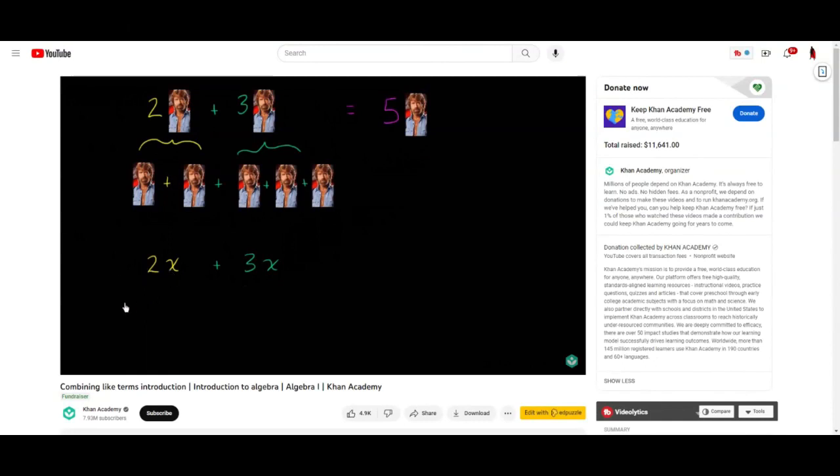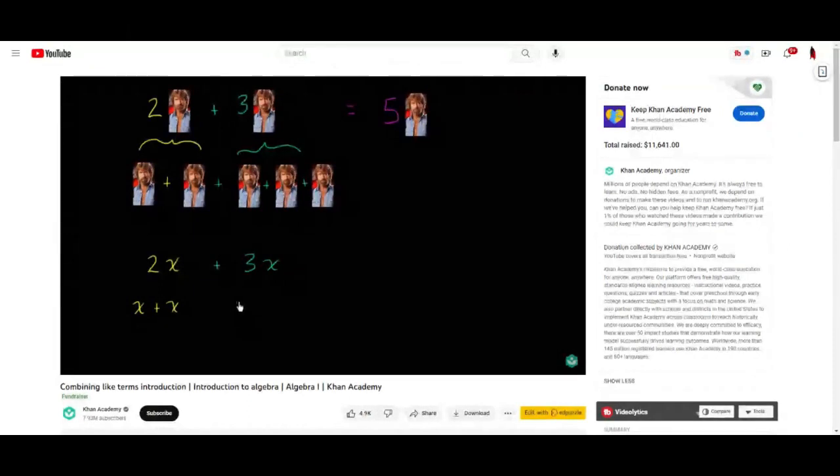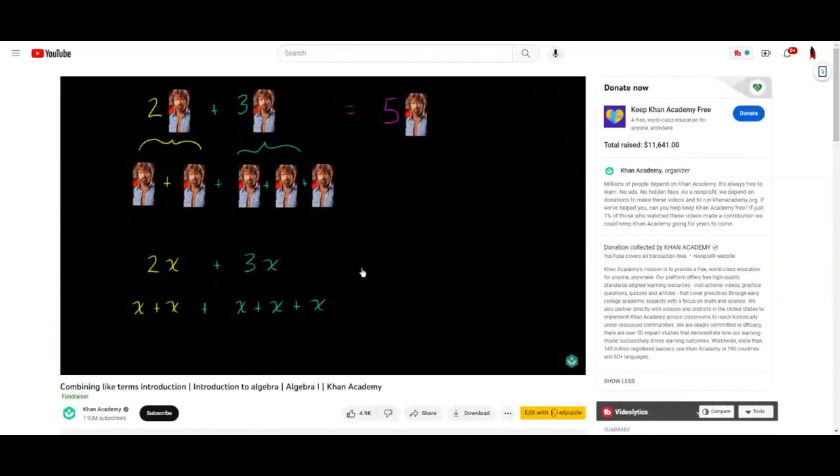Well, once again, 2 x's, that's 2 times x. You could view that as an x plus an x. We don't know what the value of x is, but whatever that value is, we can add it to itself. And then 3 x's are going to be that value plus that value plus whatever that value is. And so how many x's do I now have? Well, I'm going to have 1, 2, 3, 4, 5 x's. So 2x plus 3x is equal to 5x.